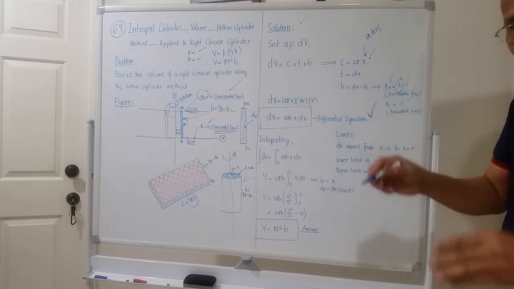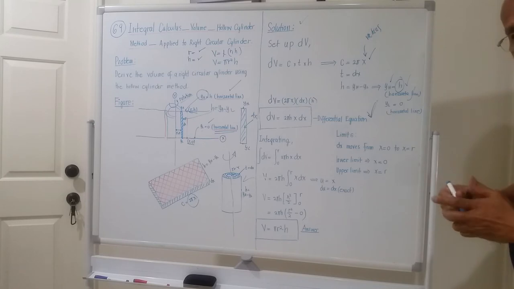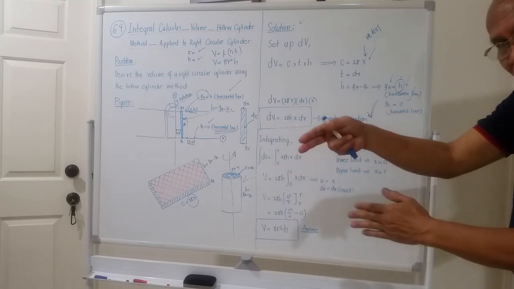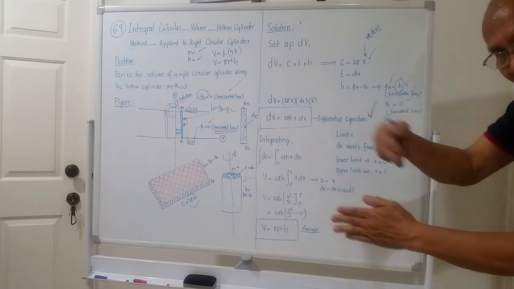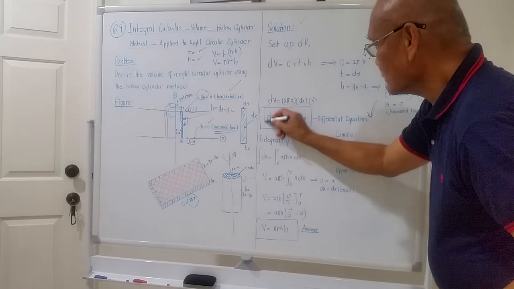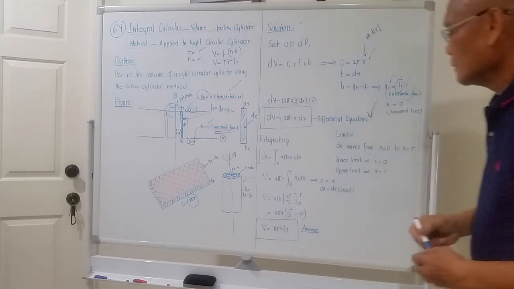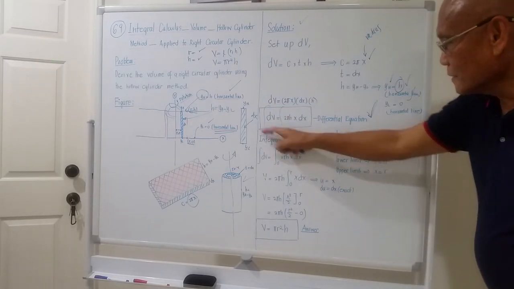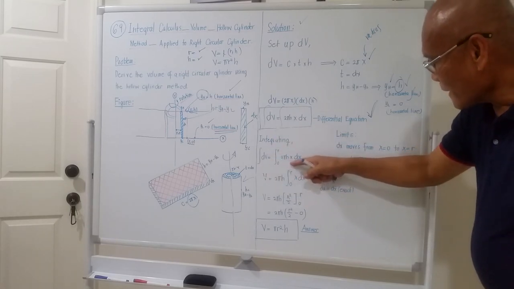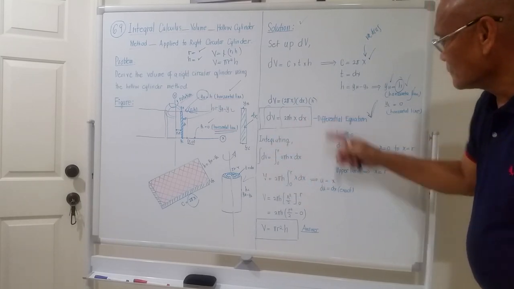So to compute for the required volume, if we try to rotate the vertical slice one complete rotation with respect to the y-axis, we must integrate both sides. So integrating, the integral of differential volume will be the integral of 2 pi h x dx. I just rewrote this one.